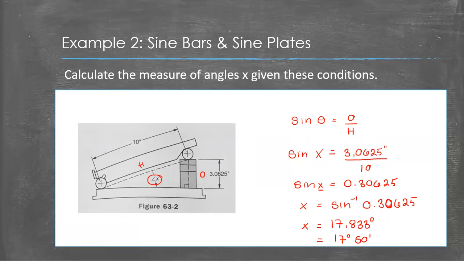So a sine bar or sine plate is an easy one because it tells you what ratio to use. You just have to be able to decide which numbers go in the right places. The bar length is always the hypotenuse, so that may help you a little bit.